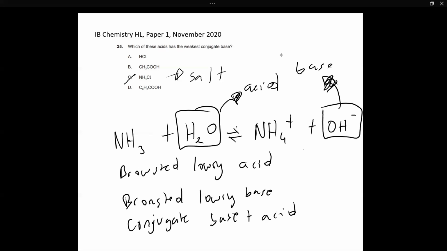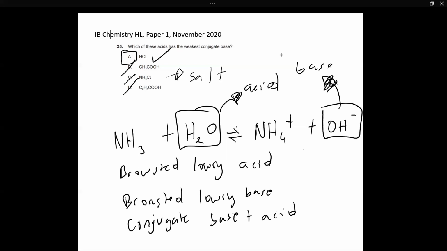Now, they've asked us which of these acids has the weakest conjugate base. So which of these acids, when it donates its hydrogen to form a conjugate base, produces the weakest base? We know that the stronger the acid, the weaker the conjugate base. In this case, we can eliminate B and D because these are not strong acids, they're weak acids. And HCl is the strongest acid. Thus, it is the right answer because since it's a strong acid, it will produce the weakest conjugate base. And this is the right answer.